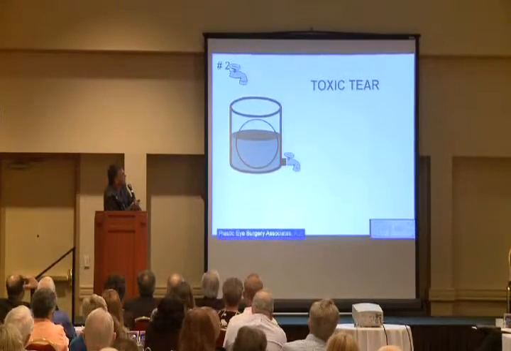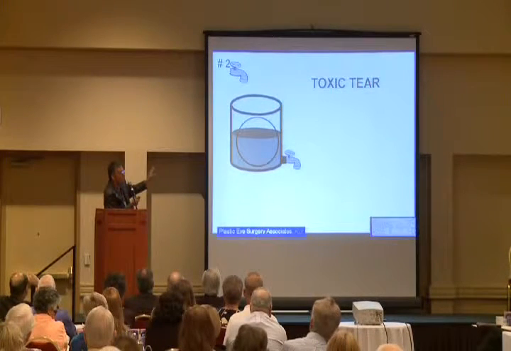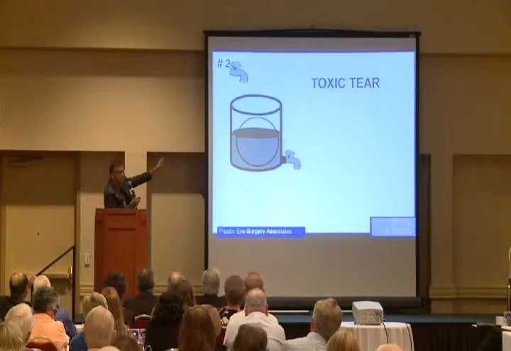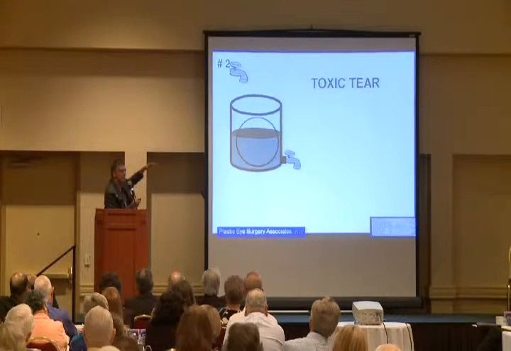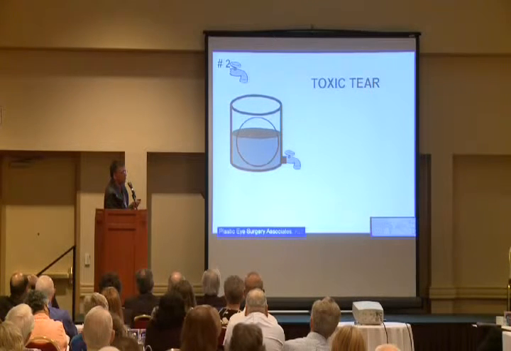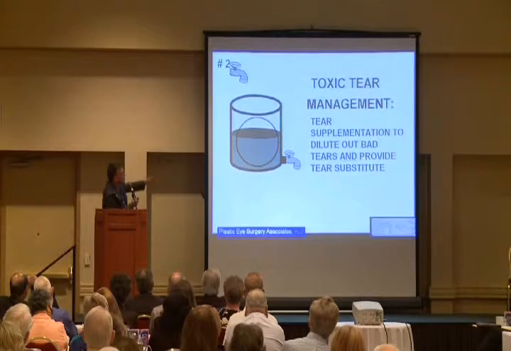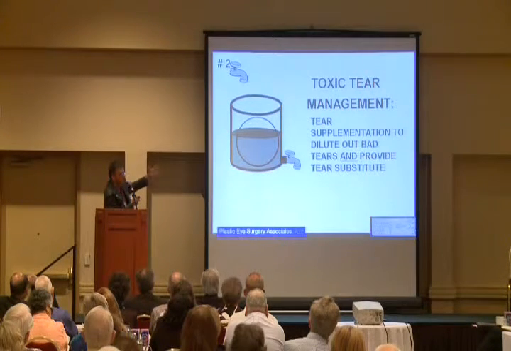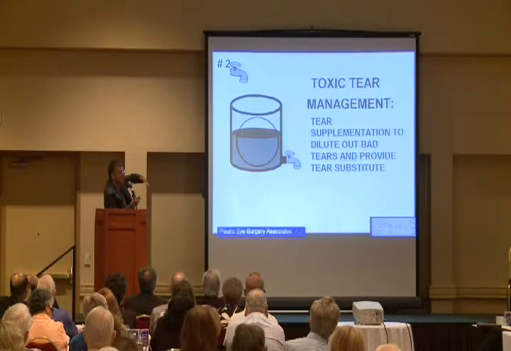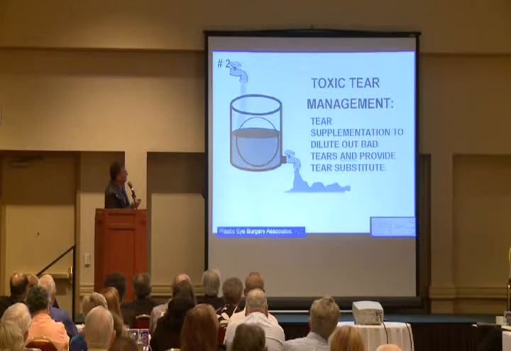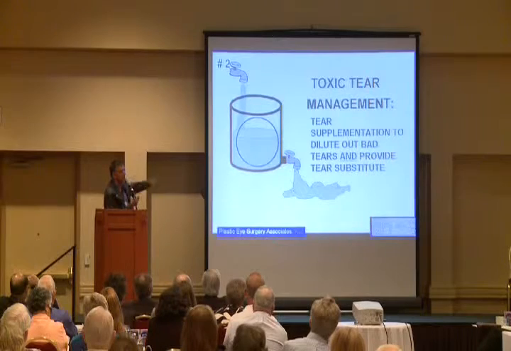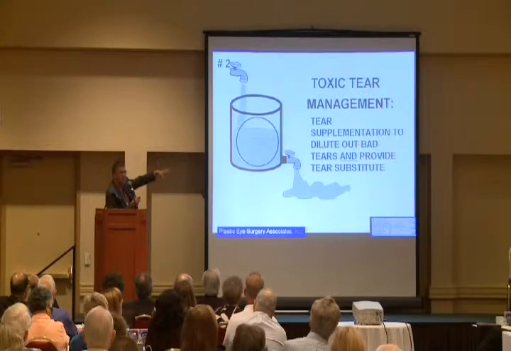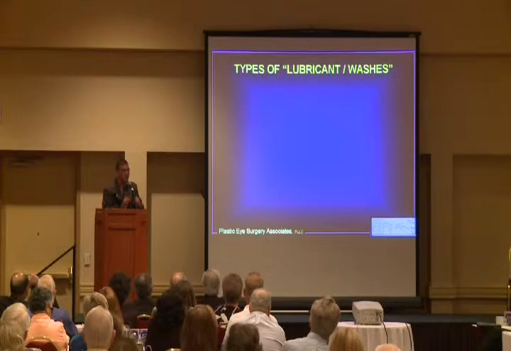The second thing that we need to do is we need to manage the toxic tears that we all have. So as your tear volume is decreasing, you're increasing the number of irritants in your eye, you've got this toxic tear. And so there's two things that we do. The first thing that we do is we use supplements to dilute out the bad tears, so add more water into the mix. And the second is to provide a more healthy tear supplement to the eye. So this is supposed to depict rinsing out that bad toxic tear and putting in tear supplements that will rinse that out and also protect the eye. I hope this is pretty clear for people.